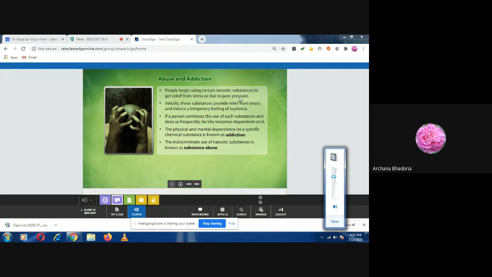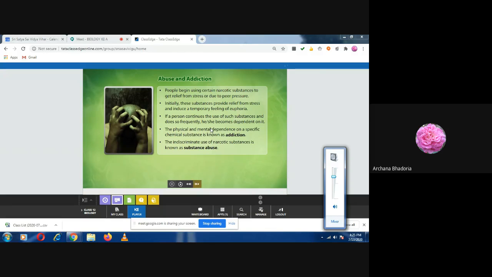So sometimes the boy or girl thinks that if they take these drugs, the stress will reduce. Okay, and that's why they start taking it. The second is due to peer pressure. Some friends will say that you try, and then they start taking it. In the beginning, remember, it provides relief from the stress and induces a temporary feeling of euphoria, that is happiness. Did you understand?